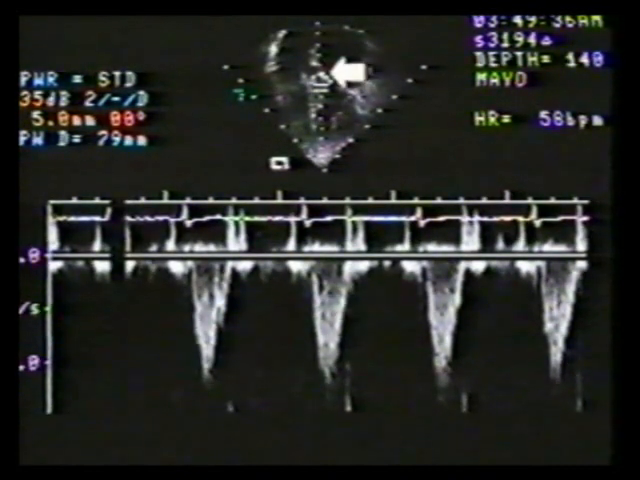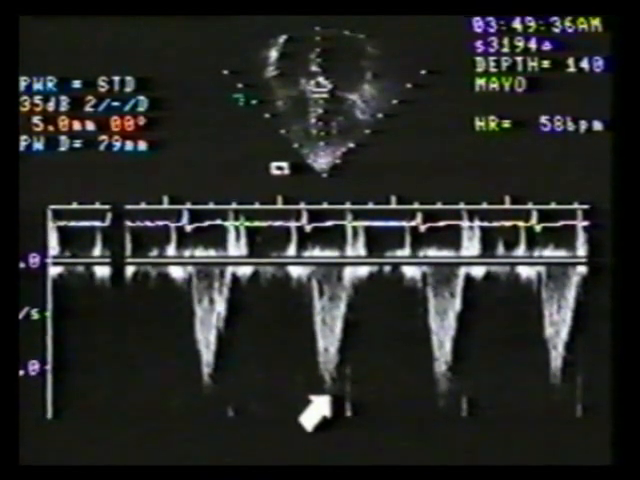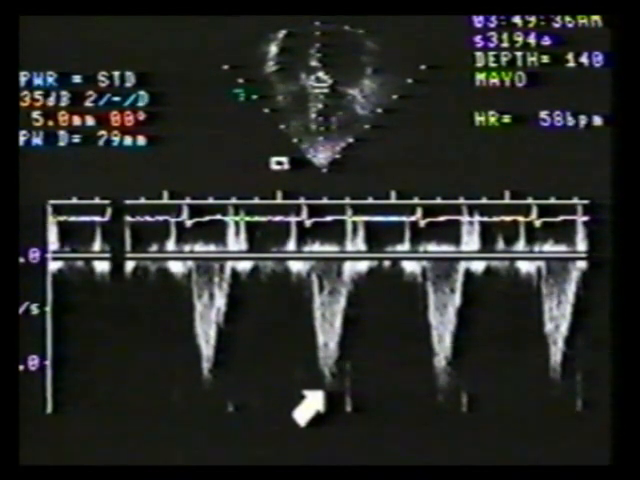Now the sample volume has been moved to a more proximal position in the LVOT. The spectrum no longer aliases. The patient is in atrial fibrillation and the velocity varies with cycle length. It averages 1.2 meters per second. This is the velocity we would use for the effective orifice area calculation.